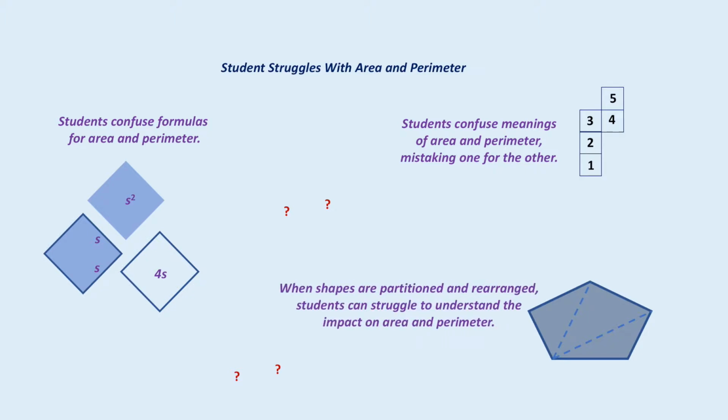And the research also shows that if a figure is partitioned and the resulting shapes rearranged, students will struggle to understand the impact of these reconfigurations on the area and perimeter of resulting shapes. In this video, we're going to focus on exploring this last misconception with your square and your scissors.